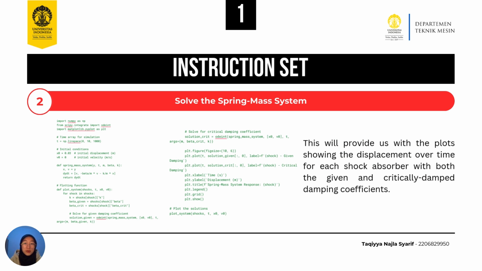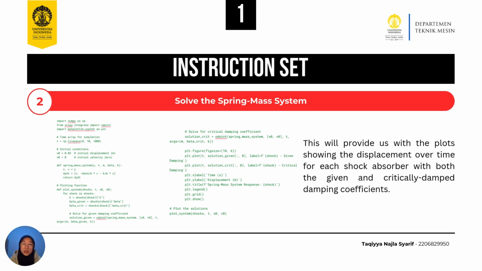Step 2 is to solve the spring mass system. We will solve the differential equation for each shock using both the given and critically damped damping coefficients. There are three: Air Coaster, Cloud Riders, and Extreme Shock. For the Air Coaster, we have the damping coefficient beta and the critically damped value, and the same for Cloud Riders and Extreme Shock.